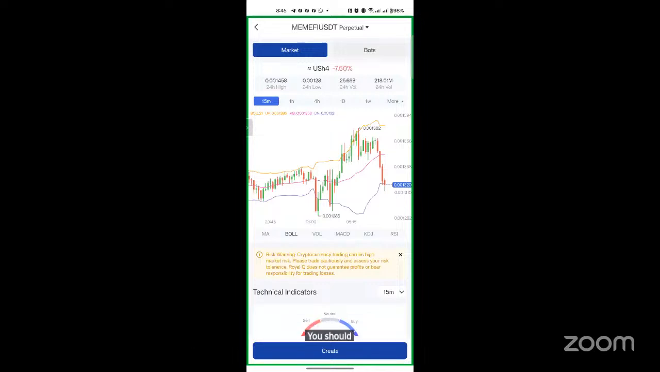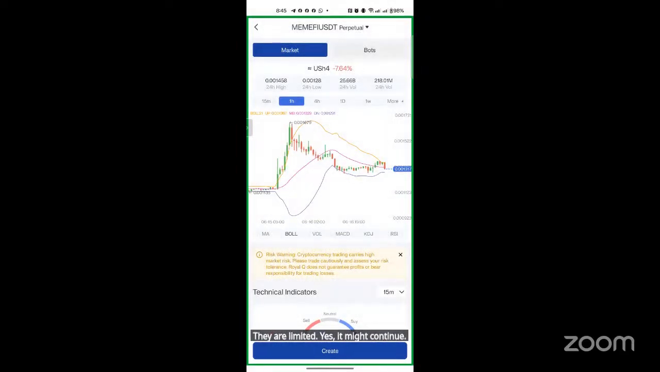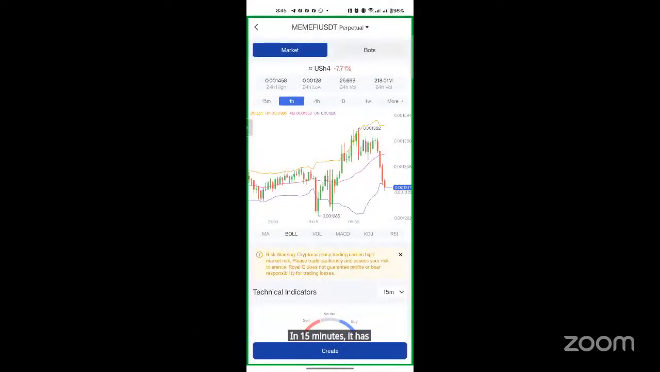You should not trade with excitement. The chances are limited, my friend. Yes, it might continue. But in 1 hour, how many are seeing money? It has not yet touched the lower band. In 15 minutes, it has touched it. But in 1 hour, there is opportunity.